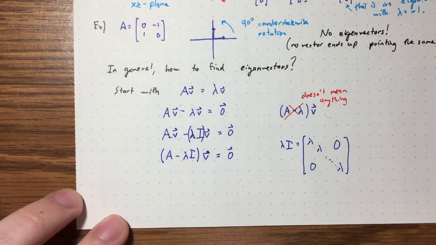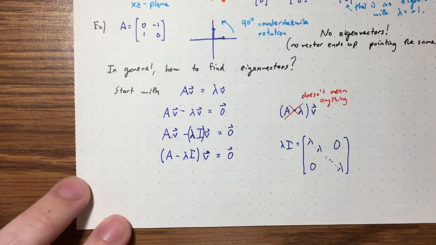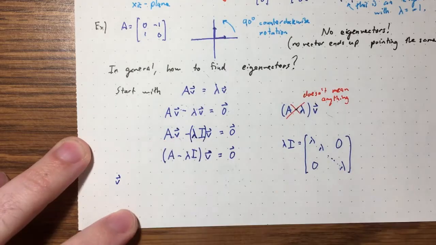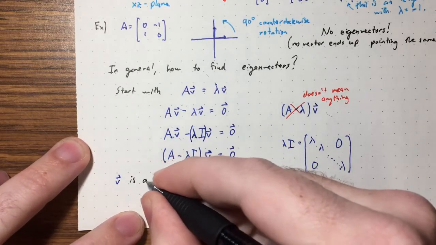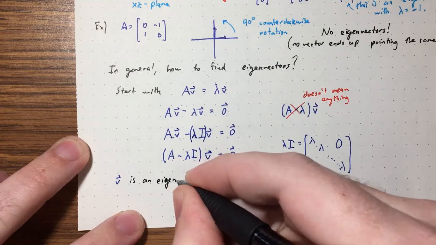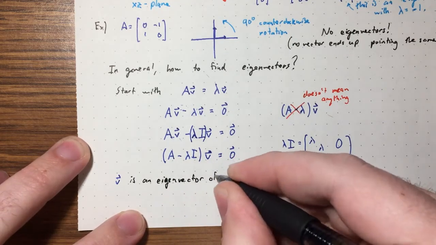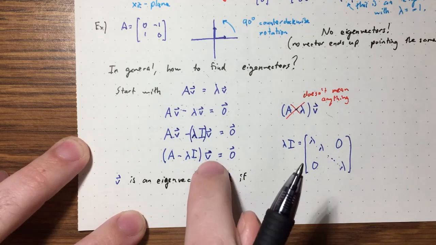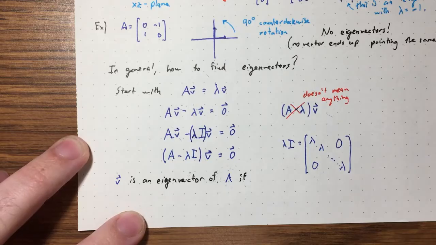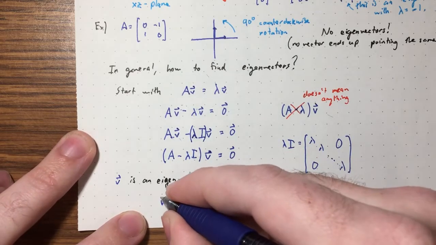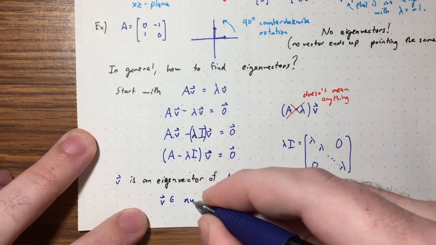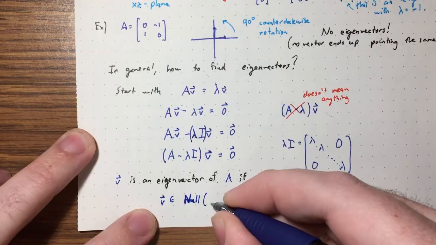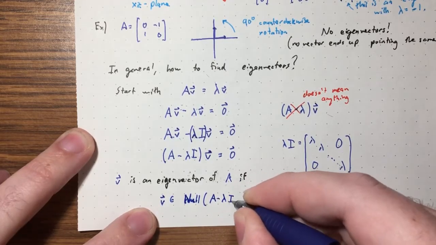So when will V be an eigenvector? Yeah, let's write this down. So V is an eigenvector of my original matrix A if, what can we say? If this matrix times V is 0. In other words, if V is in the null space, capital N, right? The null space of this new matrix, A minus lambda I.